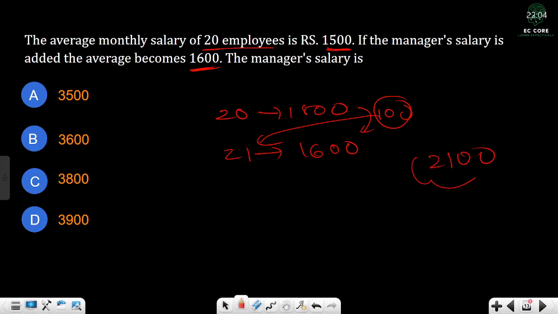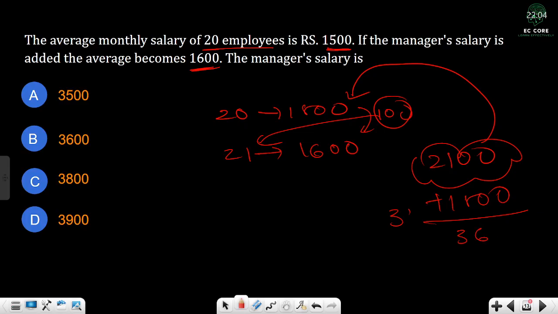So what is the answer? 2100. Right, this 2100 you need to add to this one. So that will be 2100 plus 1500, that is 3600. So my option B is correct here.